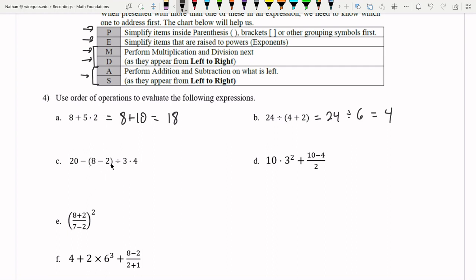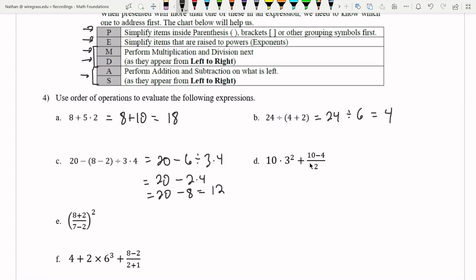Okay, here we have parentheses. That's done first. So we're going to get 8 minus 2 is 6. Okay, next we have no exponents. There is multiplication and division, so we're going to go left to right. So we're going to do the division first. 6 divided by 3 is 2. And then 2 times 4 is 8. And now, of course, we have 20 minus 8 is 12.